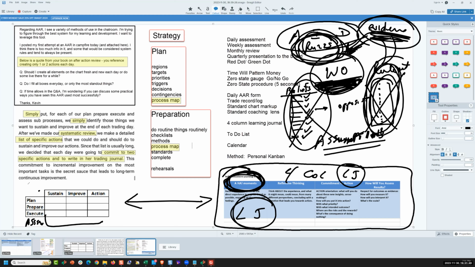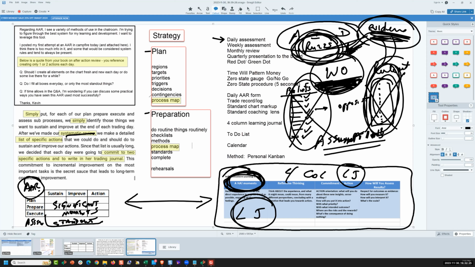So what I use the daily AAR form for is to routinely and systematically evaluate my planning, my preparation, my execution, and my assessment process. And what I'm going to look for in each one of those were significant moments. I'm looking for standout things. Well, what do I mean by that?